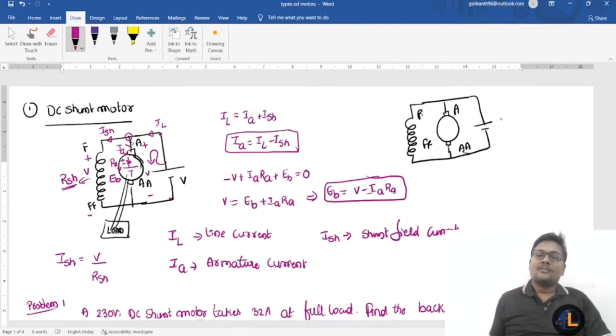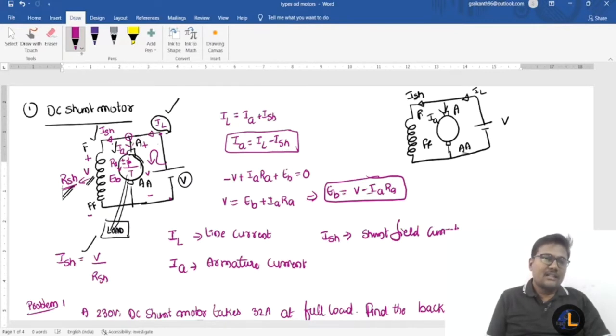So here I am giving the supply voltage. The current drawn from the supply is line current. The current flowing through the armature is armature current, and the current flowing through the shunt field winding is ISH. The shunt field winding resistance is RSH. The same terminal voltage, the supply voltage, will appear across this shunt field winding resistance, and ISH is equal to V divided by RSH.